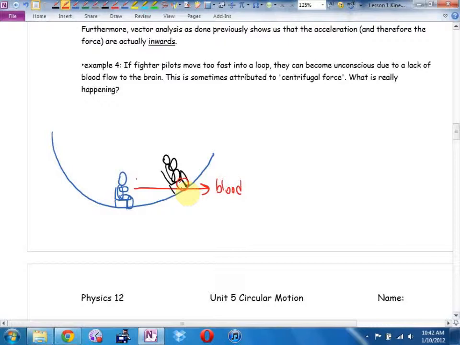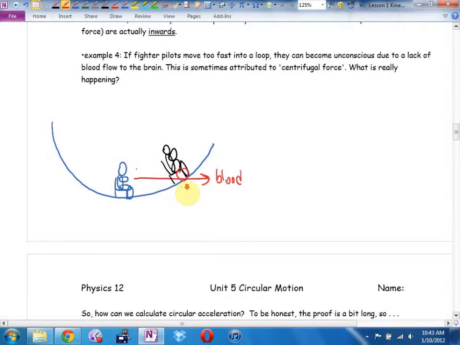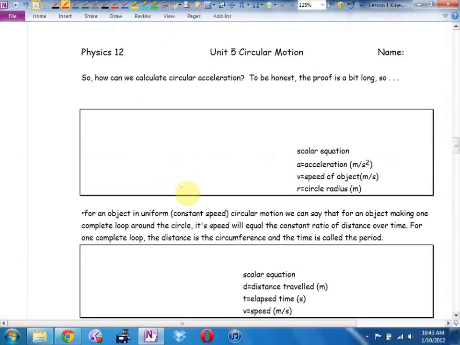So how can we calculate circular acceleration? To be honest, the proof is a bit long. I'm just going to give it to you. What letter do we use for acceleration? To show that it's centripetal or circular acceleration, I put a little subscripted C. Oh, and it's not a vector equation, it's a scalar equation.